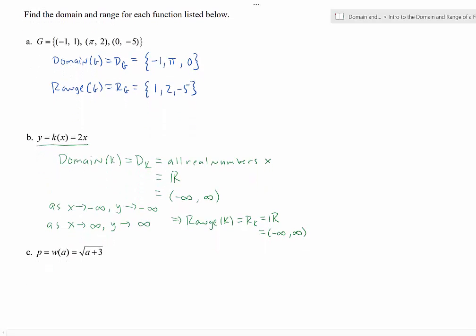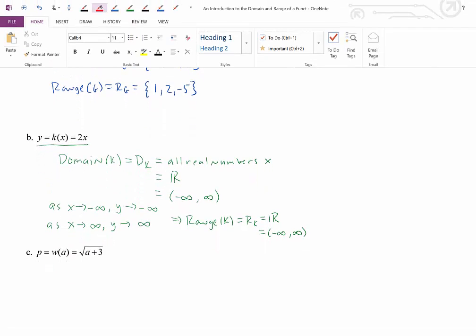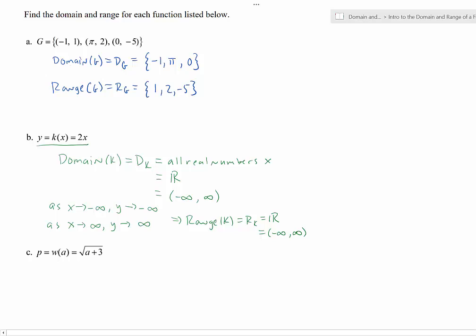Hopefully that made sense. Now in part C, we have a square root involved, and we know something about square roots. If you have the square root of something, say the square root of smiley face, well, that tells us that smiley face has to be bigger than or equal to 0. In other words, you can't take square roots of negative numbers. You can, but they are not real.